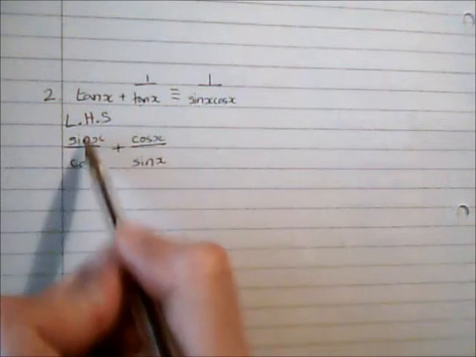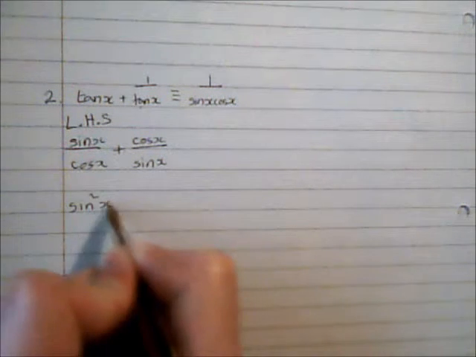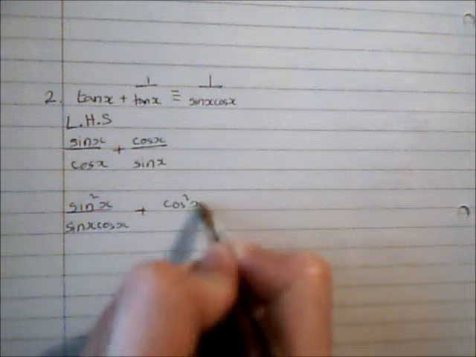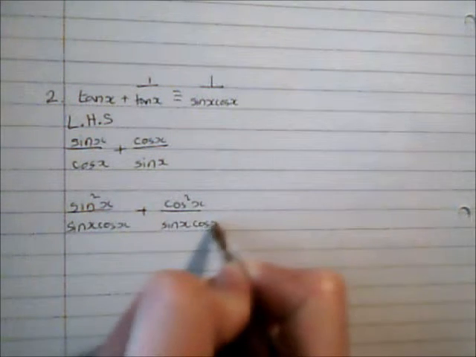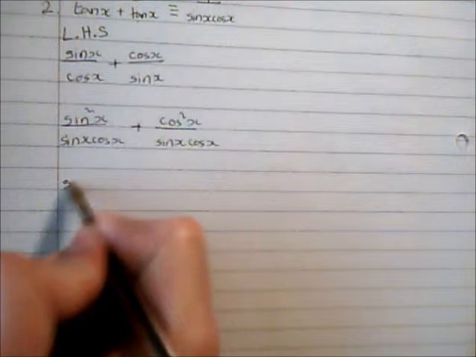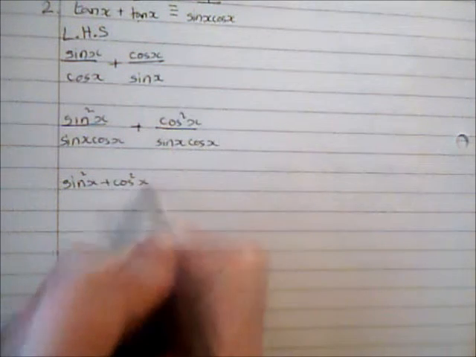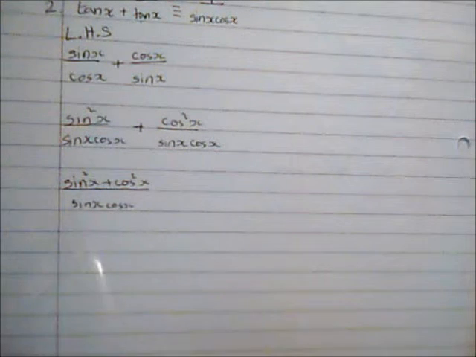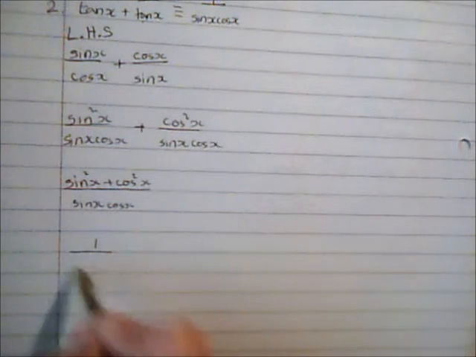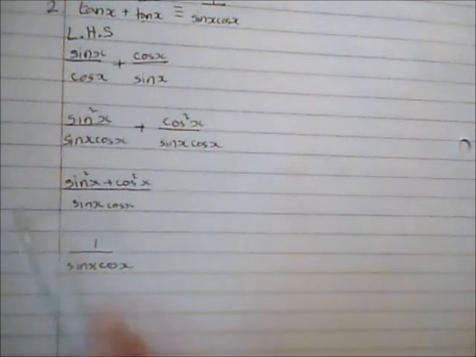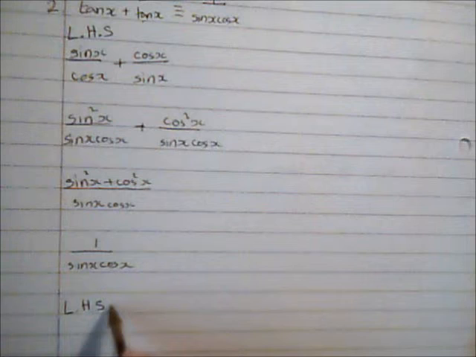So I'm going to multiply top and bottom of this fraction by sine x and top and bottom of this fraction by cosine x. So that will give me sine squared x over sine x cos x, add cosine squared x over sine x cos x, and I can now add those two fractions. So I've now got sine squared x plus cosine squared x over sine x cos x, and then I can use the identity sine squared x plus cosine squared x is equal to 1, so I get 1 over sine x cos x, and that is what I was trying to show on the right hand side. So I can now say that the left hand side is equal to the right hand side.